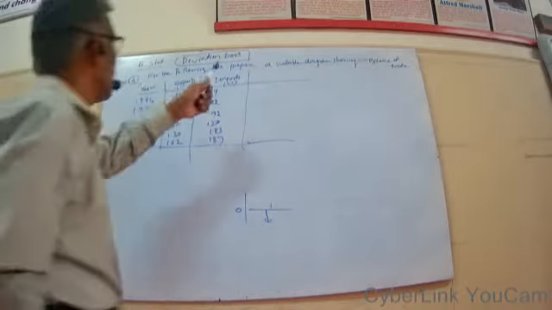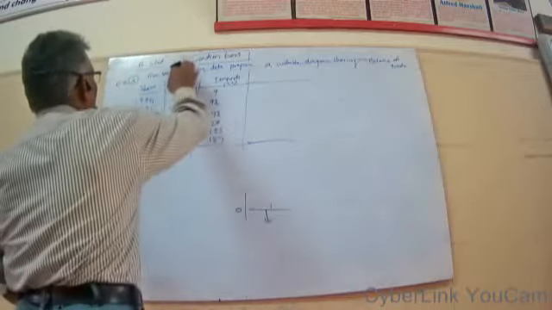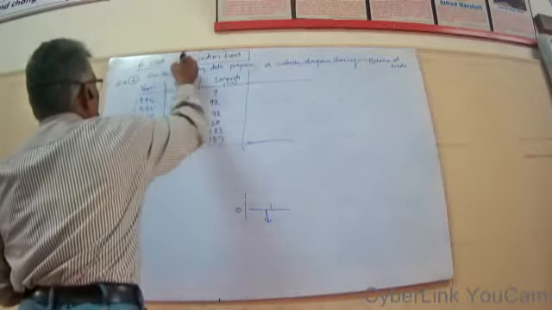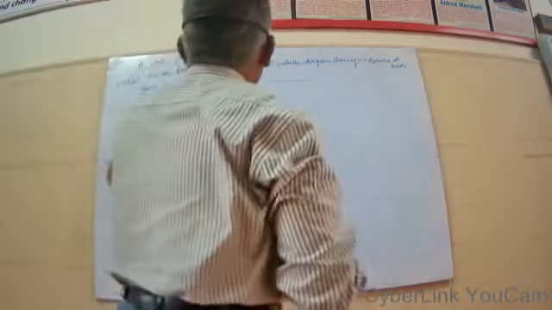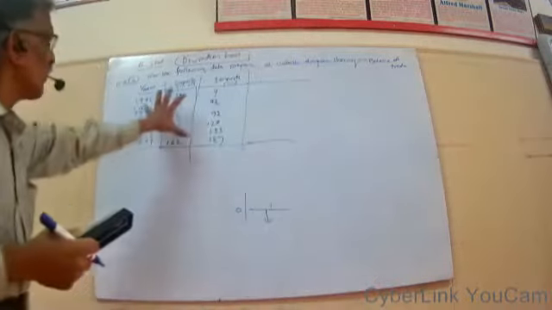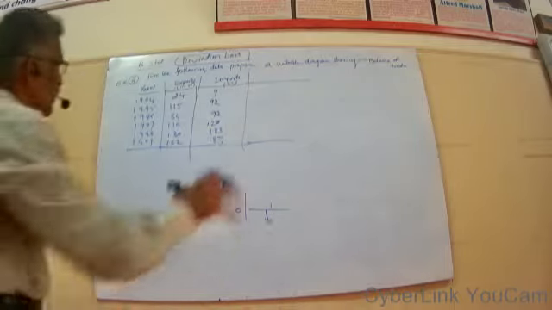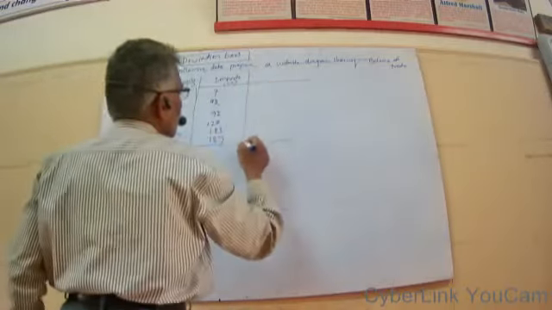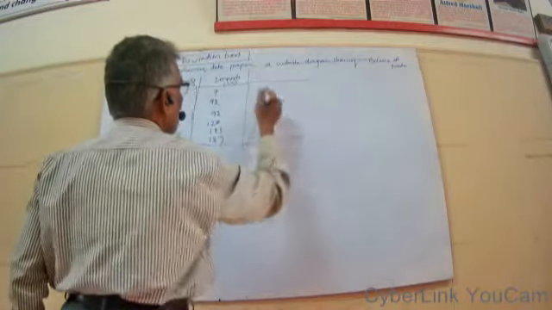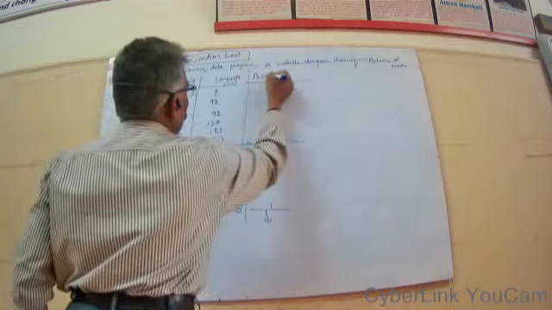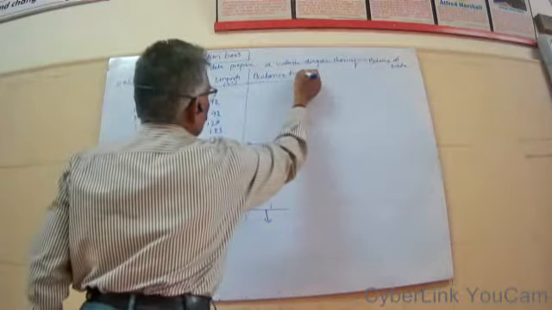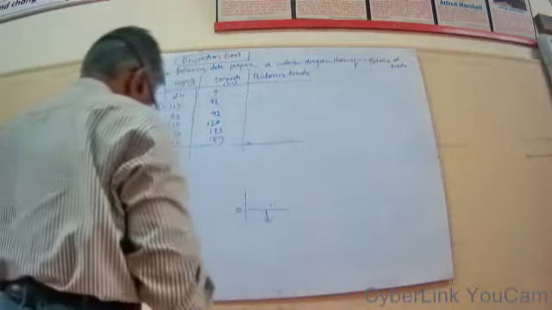For the following data, prepare a suitable diagram showing balance of trade. So this is actually the question. The next step is you have to make the balance of trade in million. You have to make one more column, that is balance of trade.